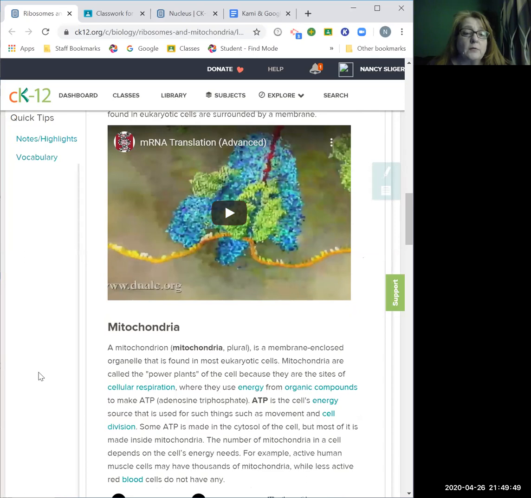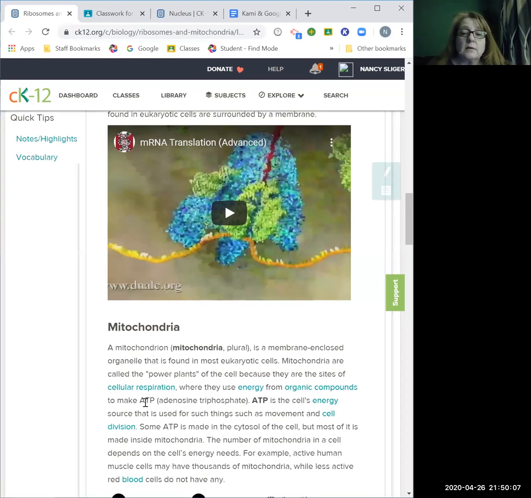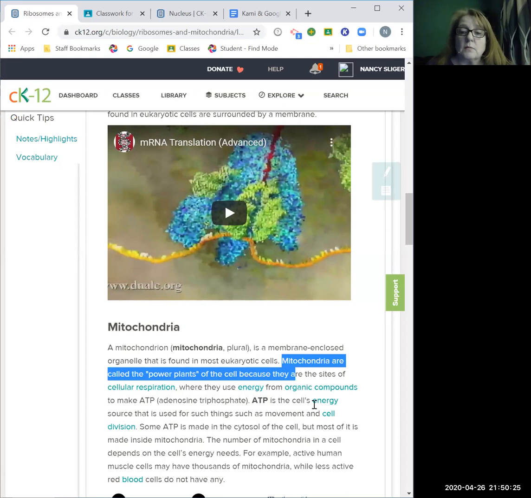The mitochondria are called the power plants of the cell because they are the sites of cellular respiration. This is where they use energy from organic compounds to make ATP, which is the cell's energy source that is used for such things as movement and cell division. Some ATP is made in the cytosol of the cell, but most of it's made inside the mitochondria. We need to highlight this because this is where most of your answers are going to come from.